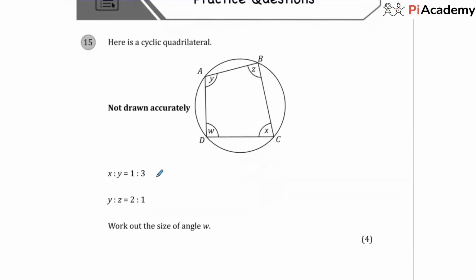Here you go. Here is a cyclic quadrilateral, not drawn accurately. X is to y is 1:3 and y is to z is 2:1. Work out the size of angle W. Work on that.